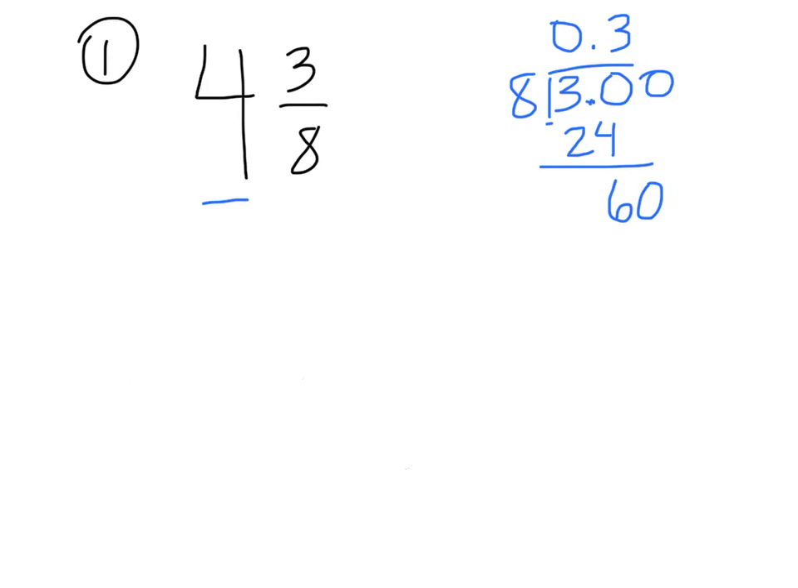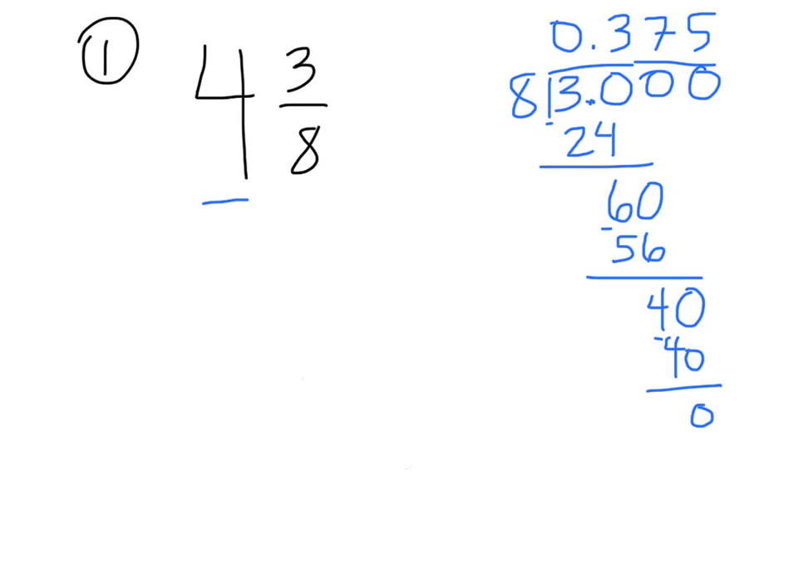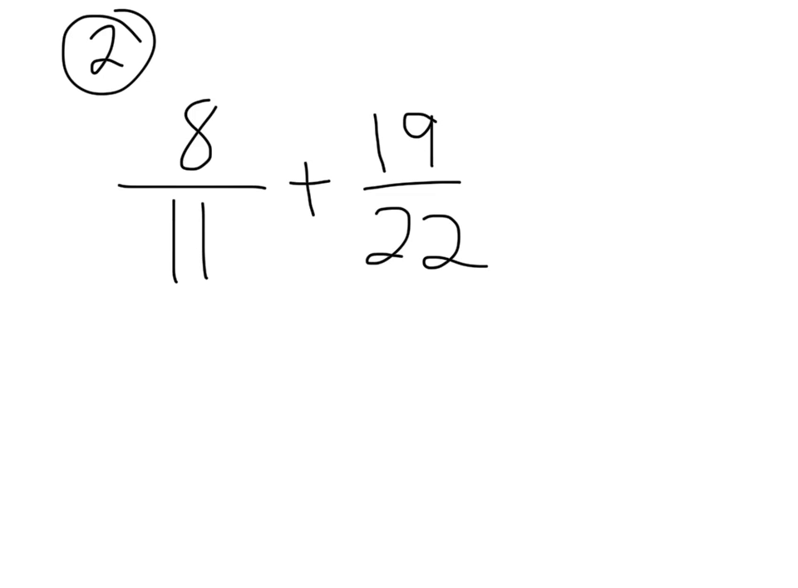8 goes into 60 7 times. 7 times 8 is 56. Subtract, and there's 4 left over. I add another 0 to bring down. 8 goes into 40 5 times. 5 times 8 is 40. And finally I have none left over. So my final answer would be 4.375.